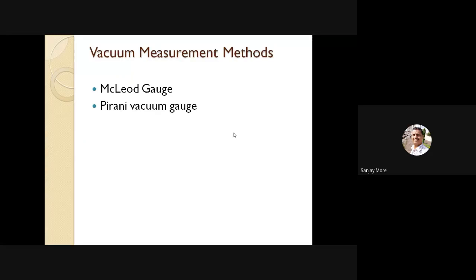Next heading: vacuum measurement methods or devices. In our syllabus, two devices are here: Macleod gauges and Pirani vacuum gauges.